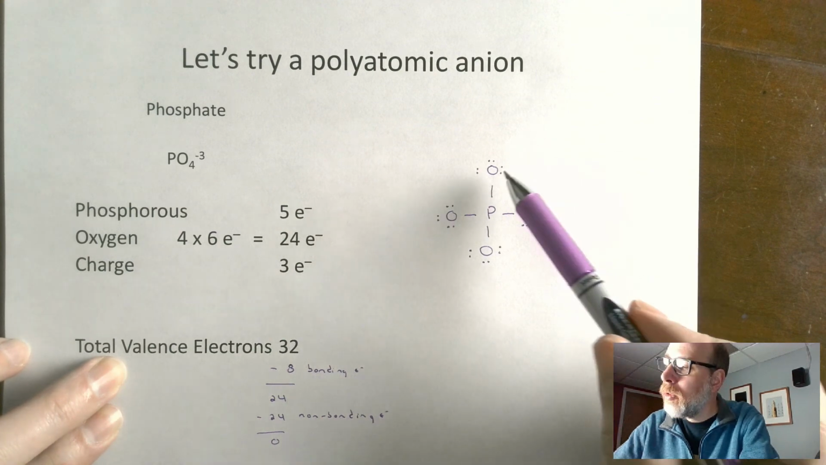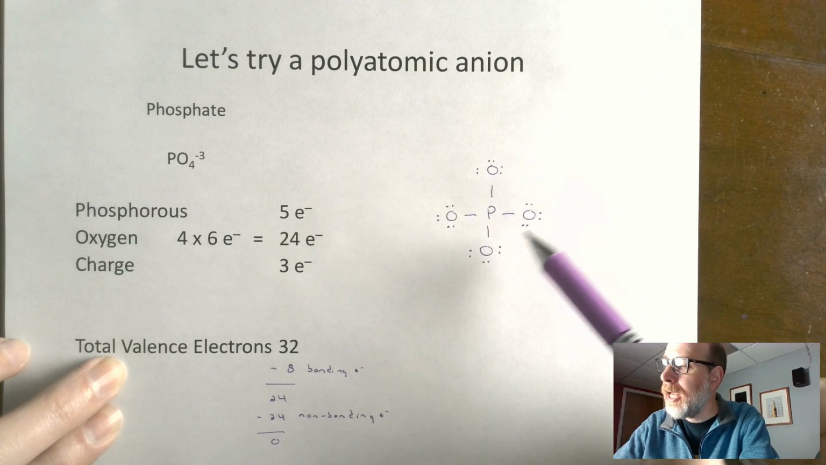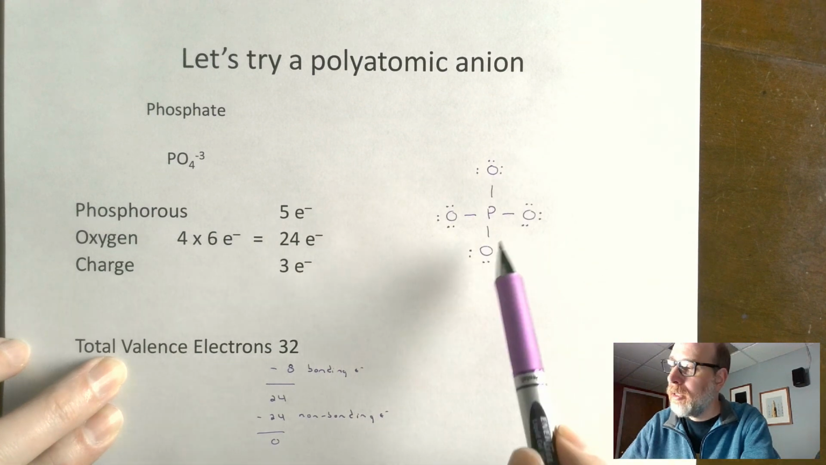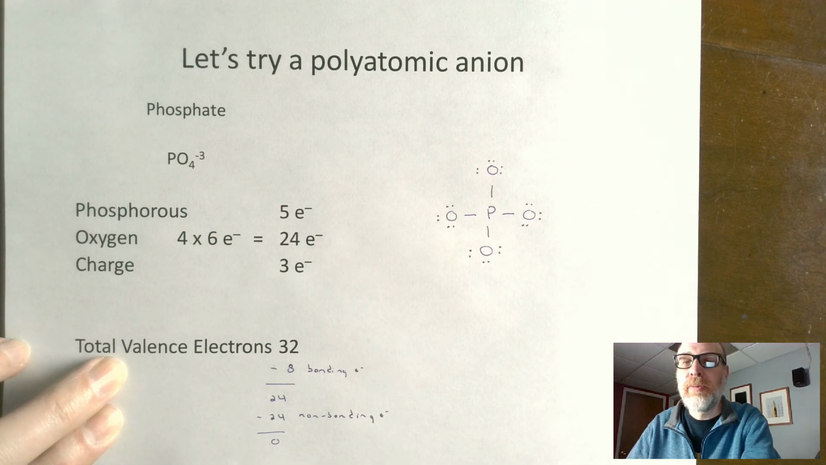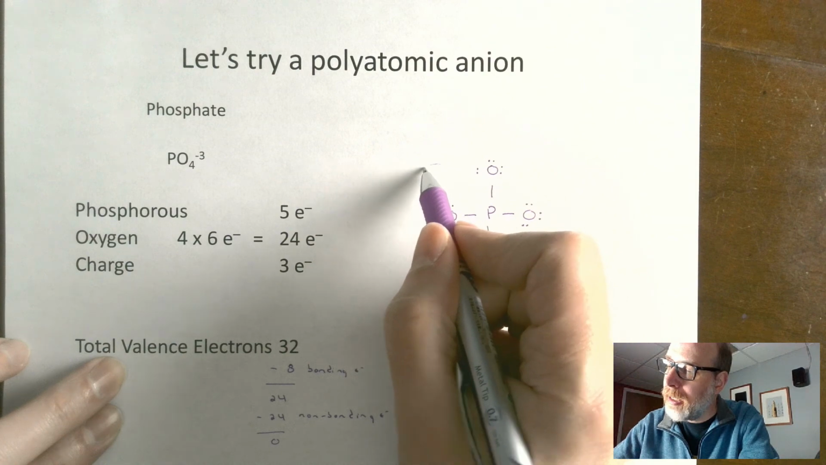Double check. We made sure already that each oxygen atom had its octet. How about the phosphorus? 2, 4, 6, 8. So at this point, we would consider that a valid Lewis structure.